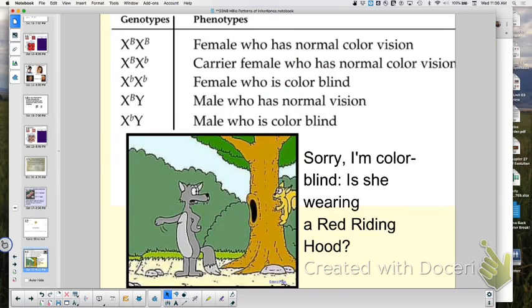Now, let me talk to you about color blindness. What is annoying to me about color blindness is that they use the letter B, because color blindness is not a dominant trait, it is a recessive trait. But you'll notice it's a superscript on the X, not the Y. So X big B, XB, is actually a normal female. You got that? All right.